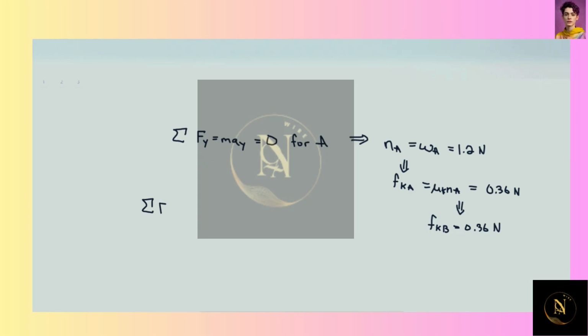Now Newton's second law in the x direction. For A gives the tension is equal to FKA. And we just found out what FKA was. It's 0.36 newtons, so the tension must also be 0.36 newtons.